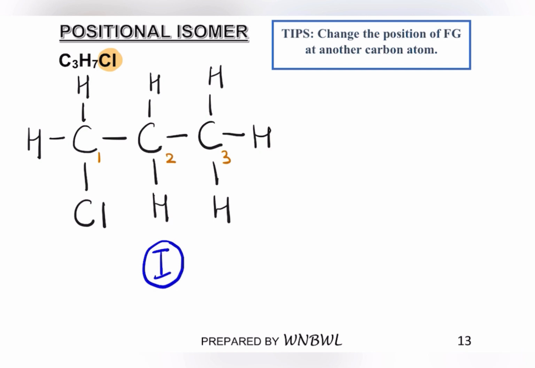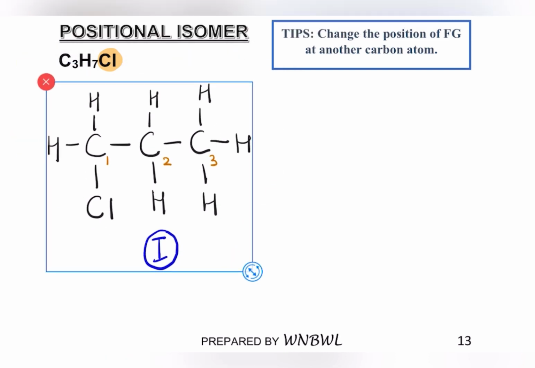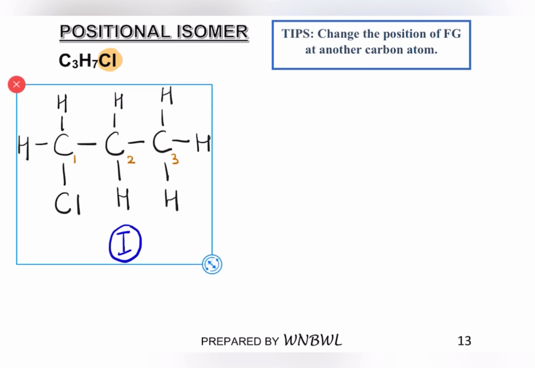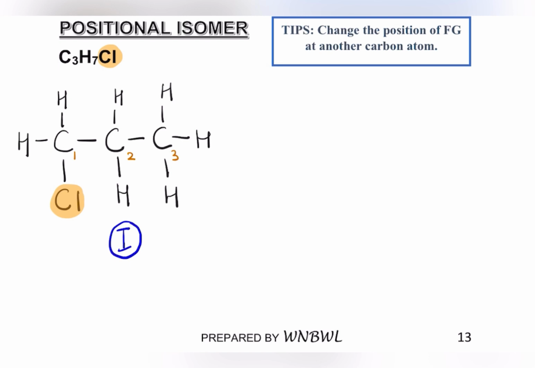Now, let's continue with the next structure. As you see from here, this is the structure of the isomer with the functional group halogen at carbon number 1. Now, can I change the position of the functional group to another carbon? So I can change it to position number 2. So I'm going to replace it with a new drawing.